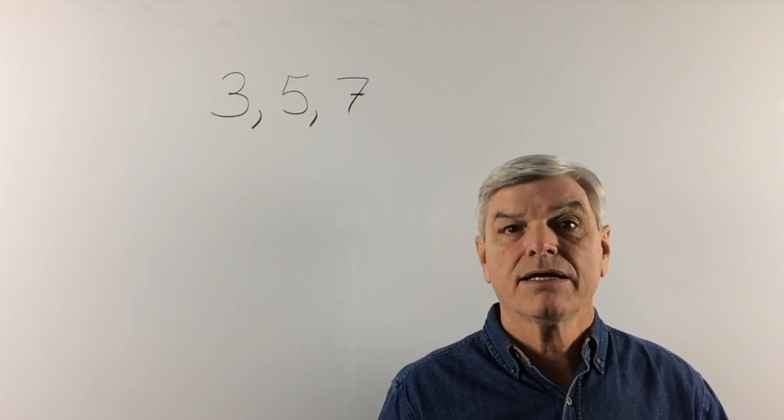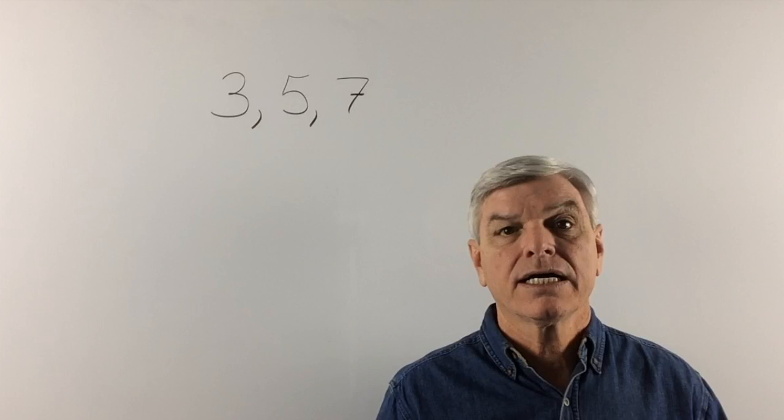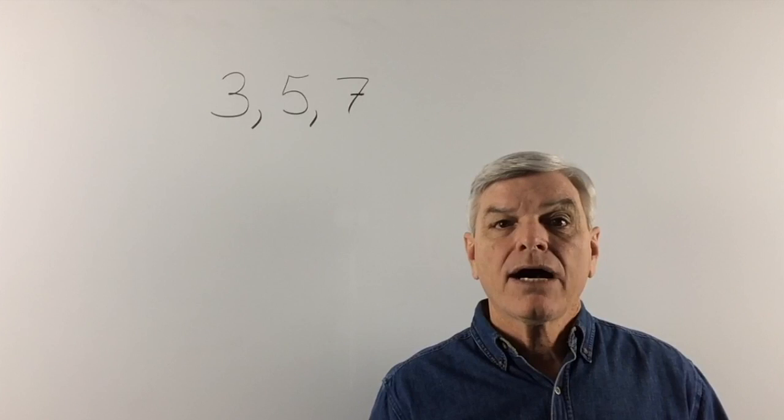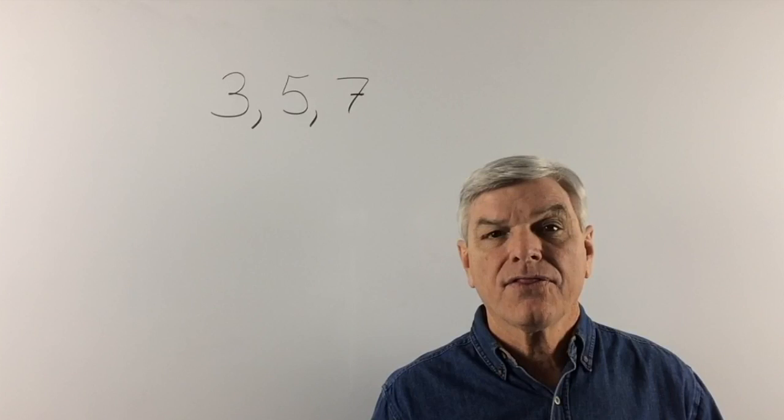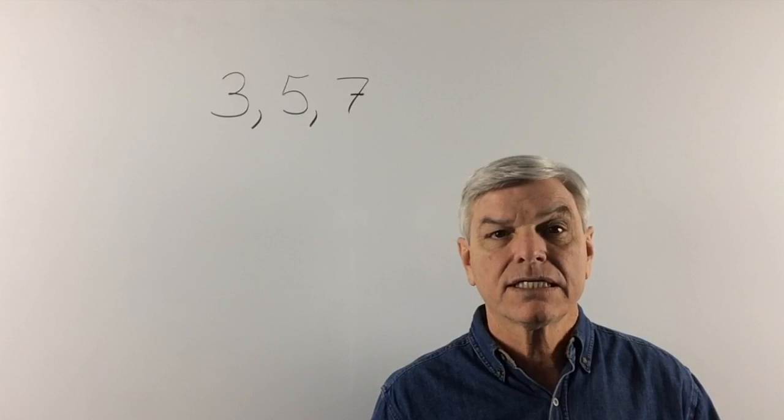So let's take the example of three consecutive odd integers, 3, 5, and 7. Now, if the first one is x, x equals 3, the second one is 3 plus 2, 5, and the third one is x plus 4, that would be 3 plus 4 is 7. So that makes sense. So let's work with this problem.